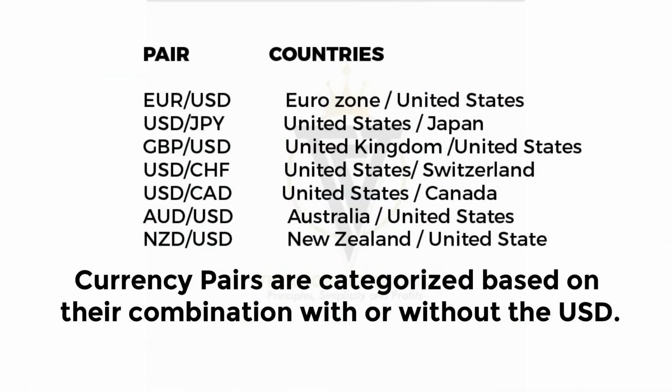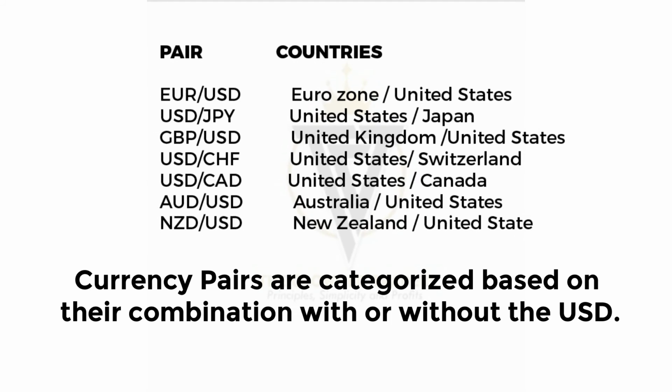Now, currency pairs are categorized based on their combination with or without the US dollar. When a currency is combined with the US dollar, it is known as a major currency pair. An example of that is, let's say Euro combines with USD, you call it Euro USD. When USD combines with JPY, you call it USD JPY. GBP combines with USD, you call it GBP USD. And when the United States dollar combines with CHF or Switzerland, you call it USD CHF. Or you can just pick the first alphabet of each of the currencies. Let's say EU, UJ, GU, and the likes of them.